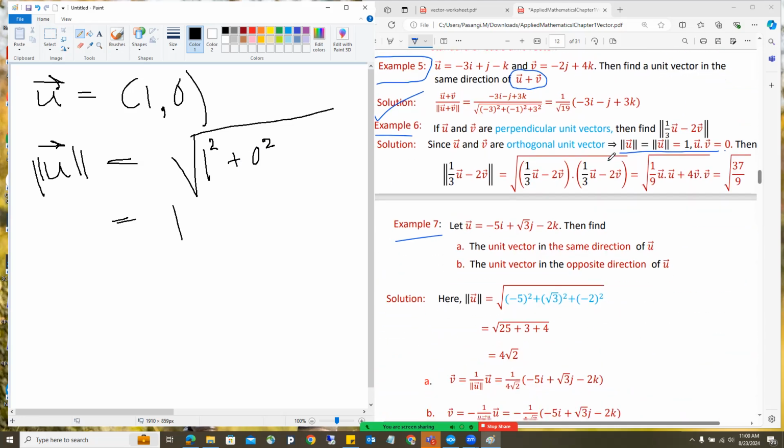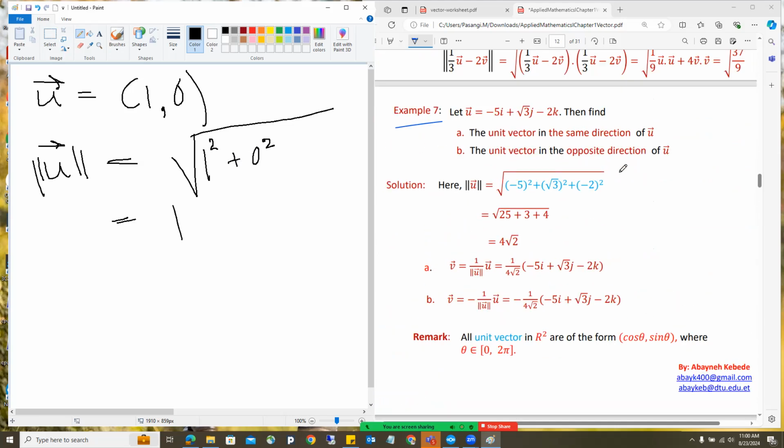Then for this new one, what do we have to do? Now example 7: let the vector u be minus 5i plus square root 3 j minus 2k. Then find the unit vector in the same direction as u and find the unit vector in the opposite direction. That one is also easy. How do we get the unit vectors for those?